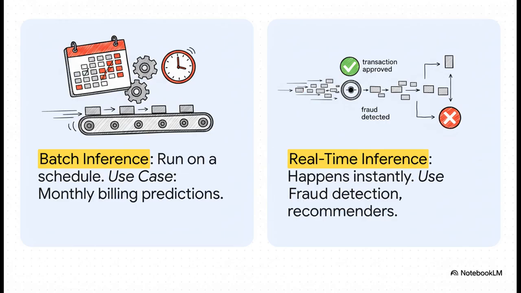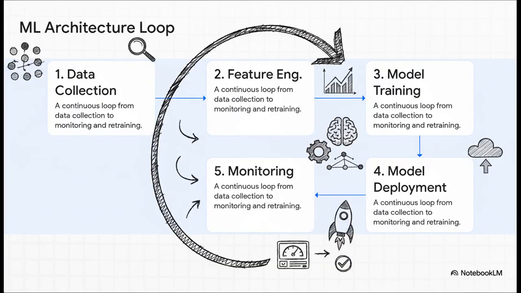You just run a big job once a day or once a month. The other way is real-time inference, where every millisecond counts. Think fraud detection on a credit card swipe, or a recommendation engine that has to serve an ad the instant you load a page. This right here is probably the most important concept in production ML.